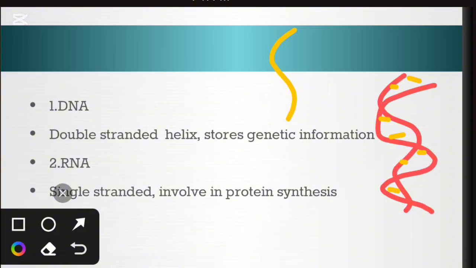DNA is double stranded. RNA is single stranded. DNA's function is to store genetic information. RNA is involved in protein synthesis.